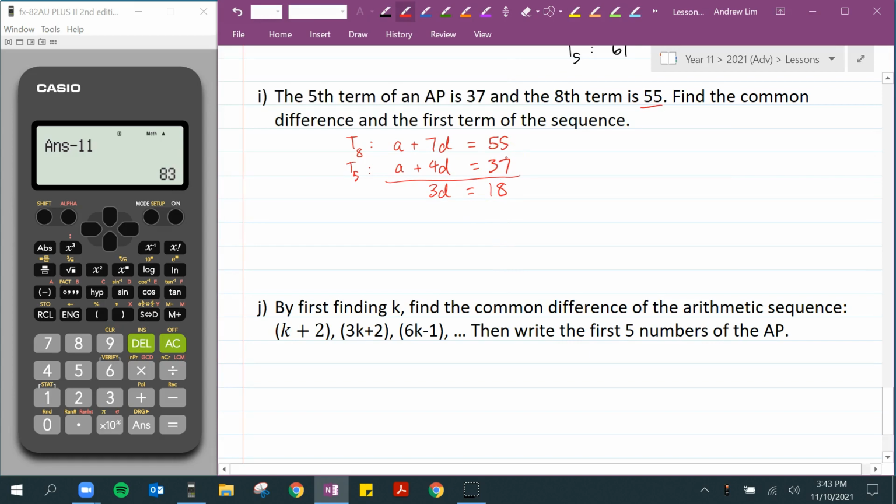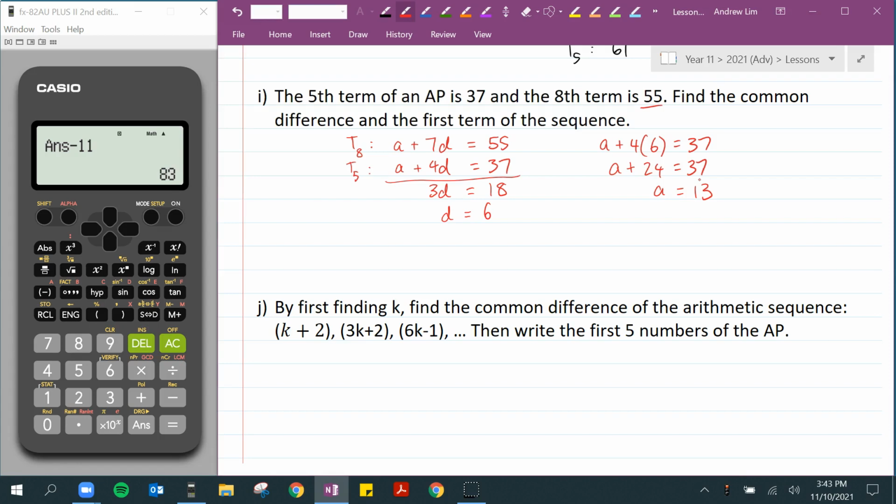Now that we've done that, d has to equal 6. Alright, we've worked out the common difference, but we need to work out the first term as well. So I'm going to sub that into any one of these two equations. I'll pick the T5. So a plus 4 lots of 6 is equal to 37. A plus 24 is 37. So therefore a has to equal 13. And that's it. So the common difference is 6 and the first term is 13.